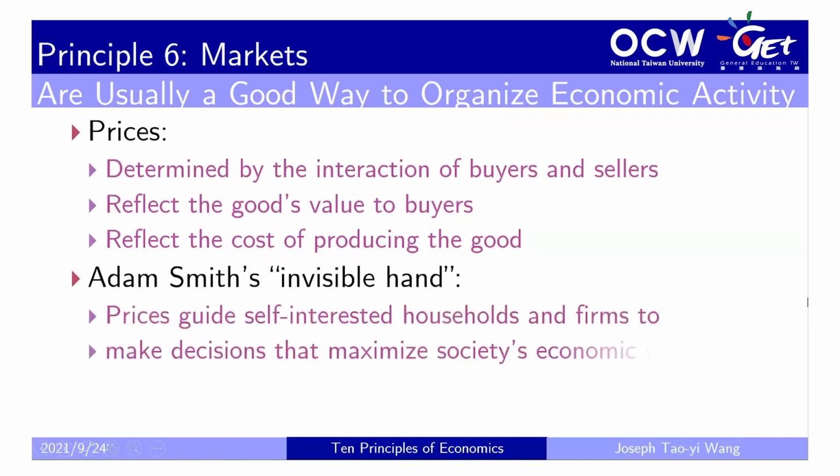And because of this, you basically aggregate information from the buyers and the sellers. So this achieves what Adam Smith calls the invisible hand, which is guiding self-interested households and firms to make choices that achieve efficiency, which is to maximize a society's economic well-being.